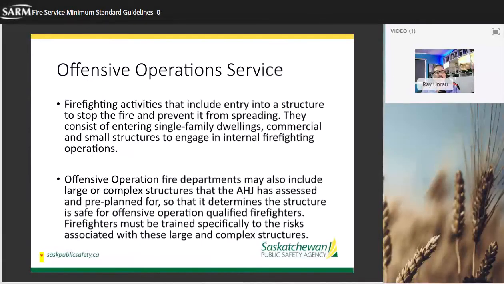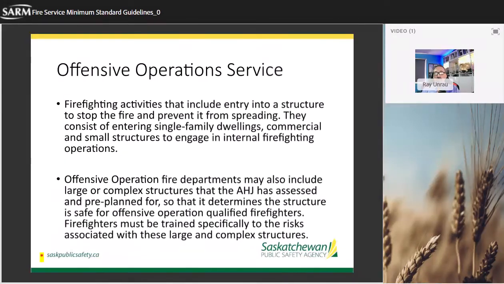On the offensive piece, we figure this is going to be the bulk of the small to mid-range departments. Saskatoons, Reginas and PAs will probably be at the full operations level, the Moose Jaws as well, potentially the Yorktons. But most other folks in that mid-range size, like a North Battleford, potentially Nipawin, certainly a Humboldt, will likely be operating at the offensive level, where they're able to go and do interior attacks.